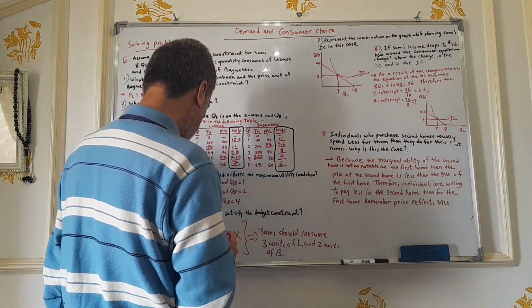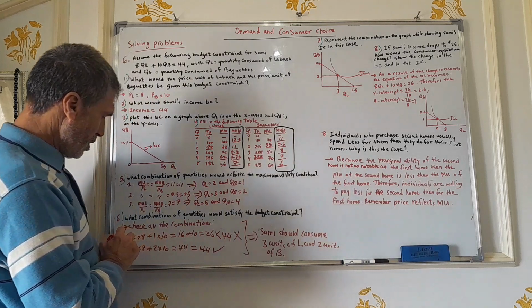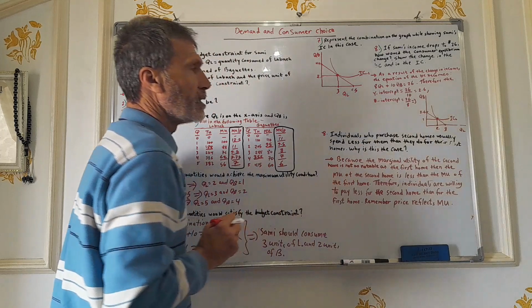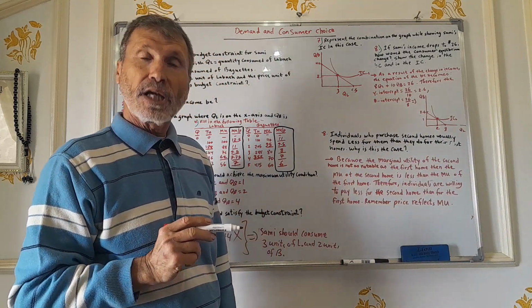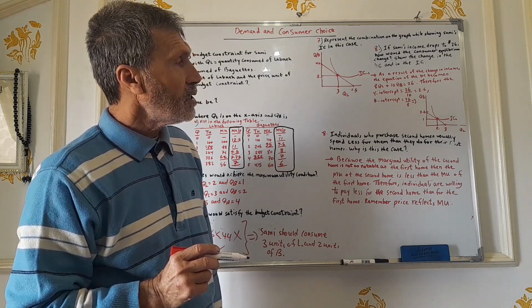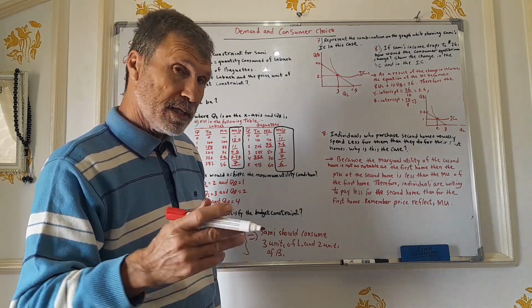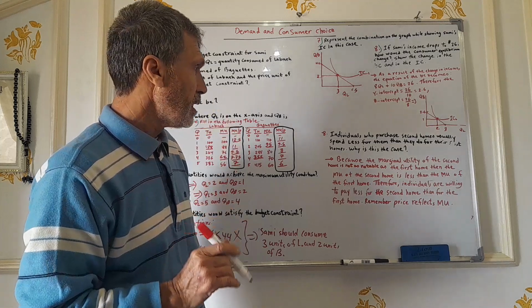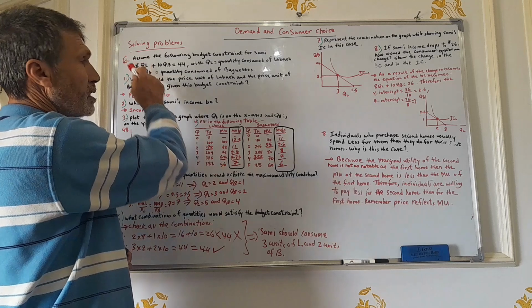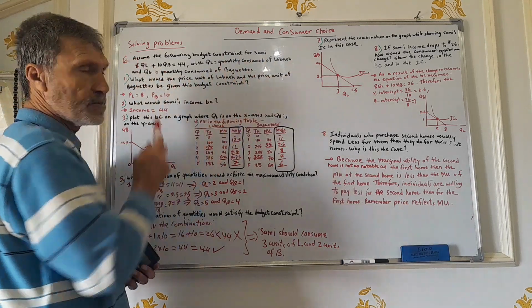The quantity of baguettes is 1, and the quantity of lemony is 2, and we just state them over here at the point of tangency between the budget constraint and the indifference curve of Sammy when income has changed to 26. Of course, this is the end of problem 6. These are the parts of problem number 6.